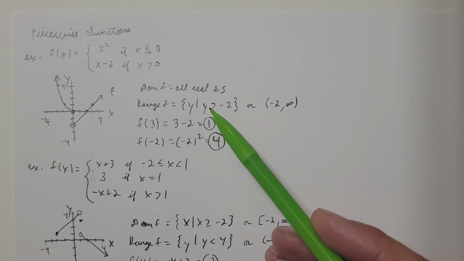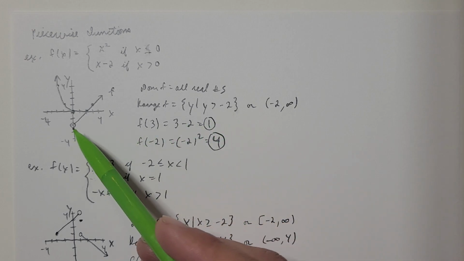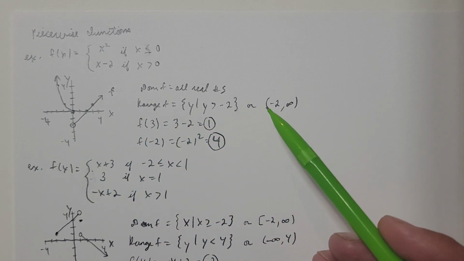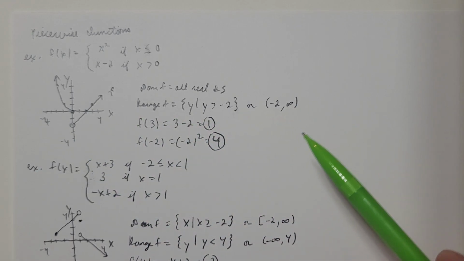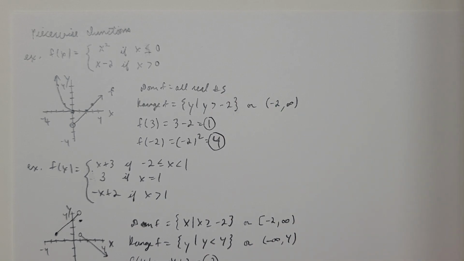Now I want to make sure that y is strictly bigger than negative 2, not greater than or equal to negative 2, because 0, negative 2, again, that point is not on the graph. You can use set notation or interval notation. So negative 2 to infinity, just make sure that there are parentheses at both ends there.